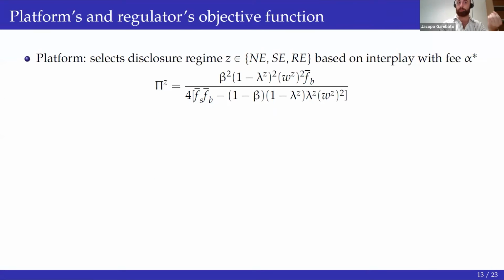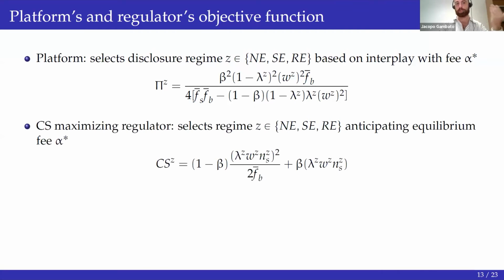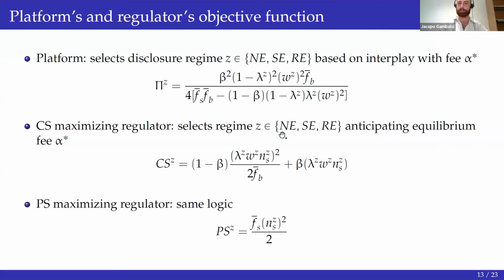So in order to find which disclosure regime would be selected by the various agents, all we need to do is get closed form solutions for the profit. This is what we obtain when we plug in the optimal fee and the equilibrium entry level of both sellers and buyers. And we can do the same for consumer surplus, again as a function of the network effects, of the split of the gains from trade and the gains generated themselves, and the same for the producer surplus.